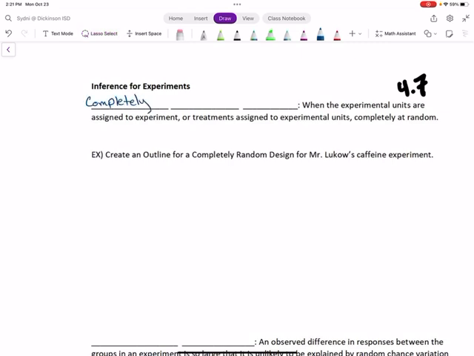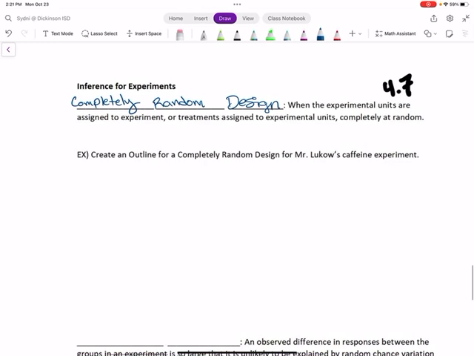Completely random design. A completely random design is when the treatments are assigned to experimental units completely at random. So I like to think of this as the outline for the experiments.